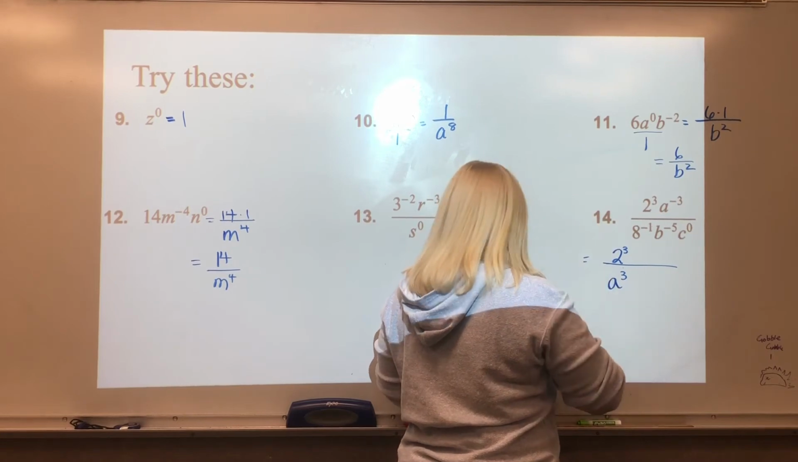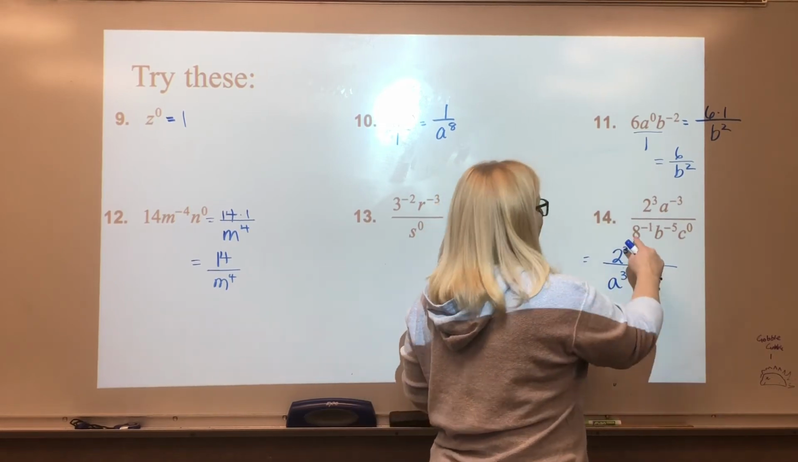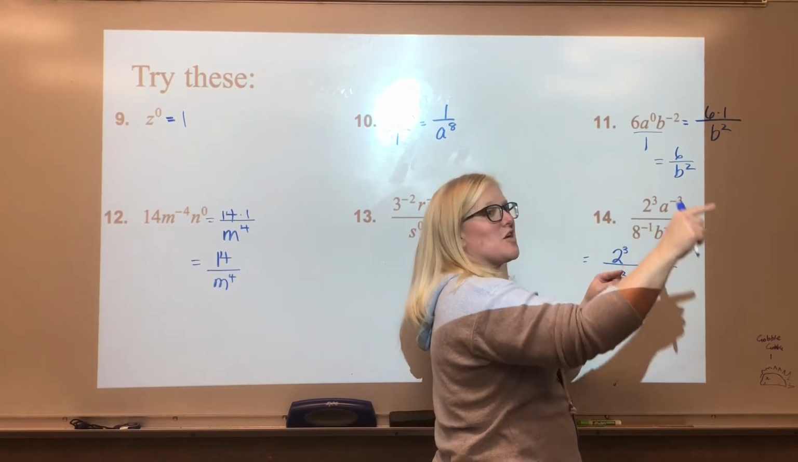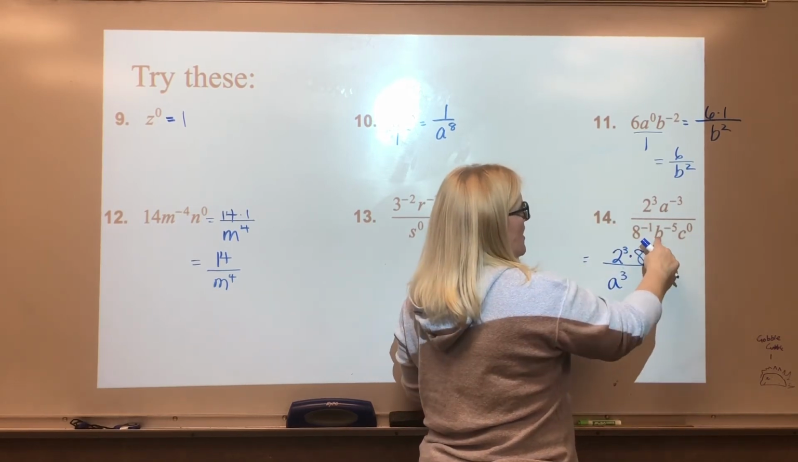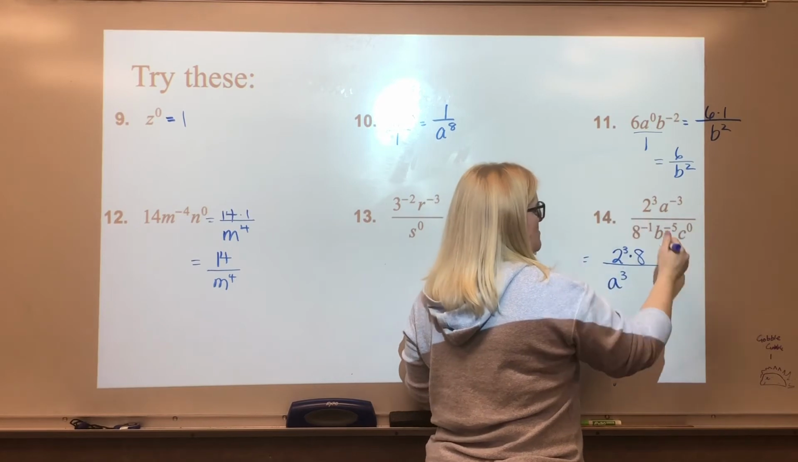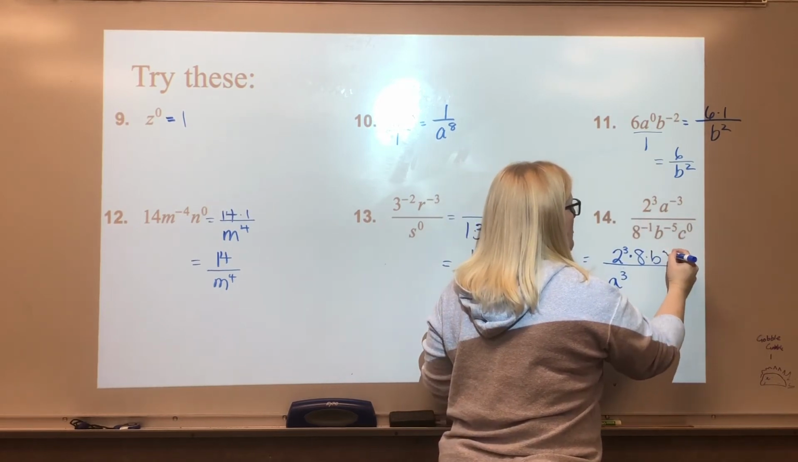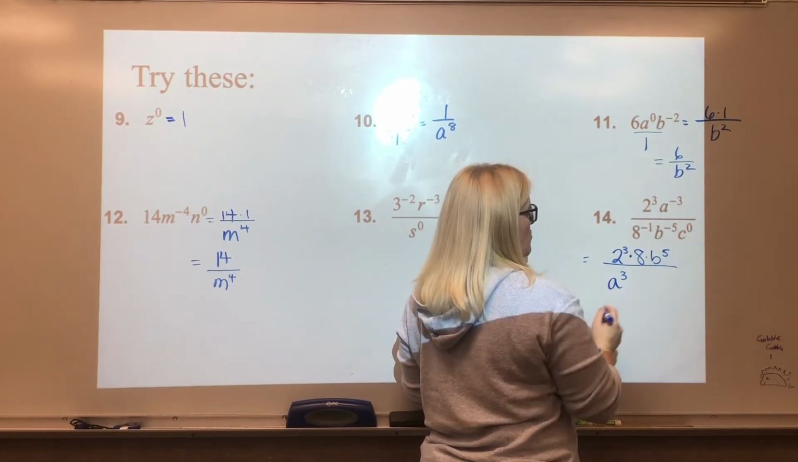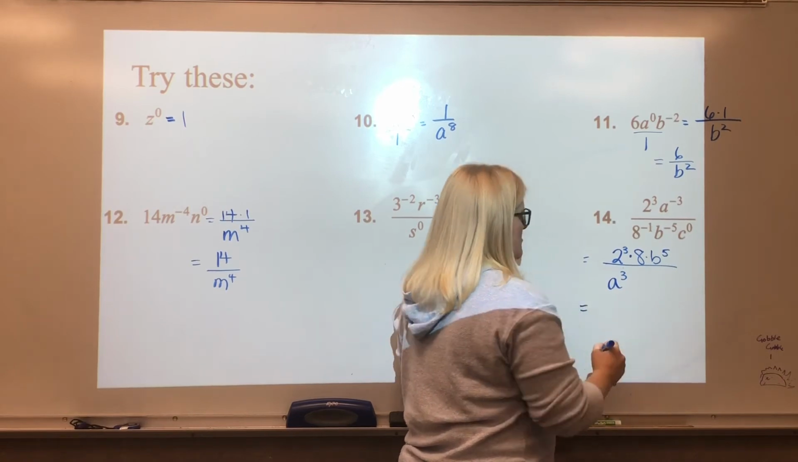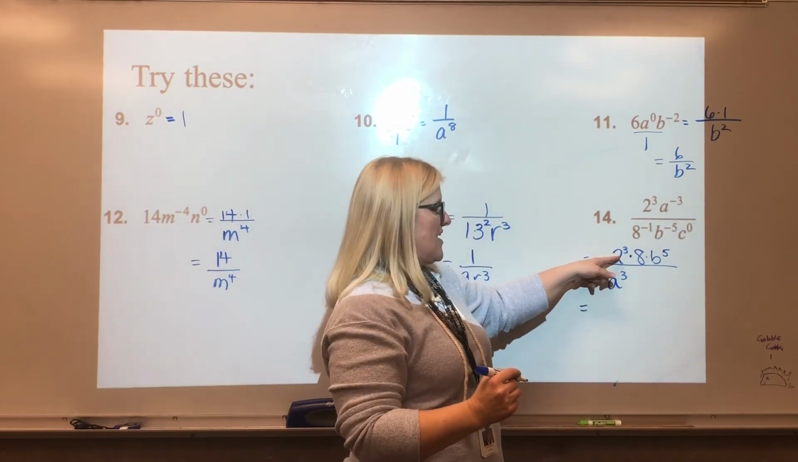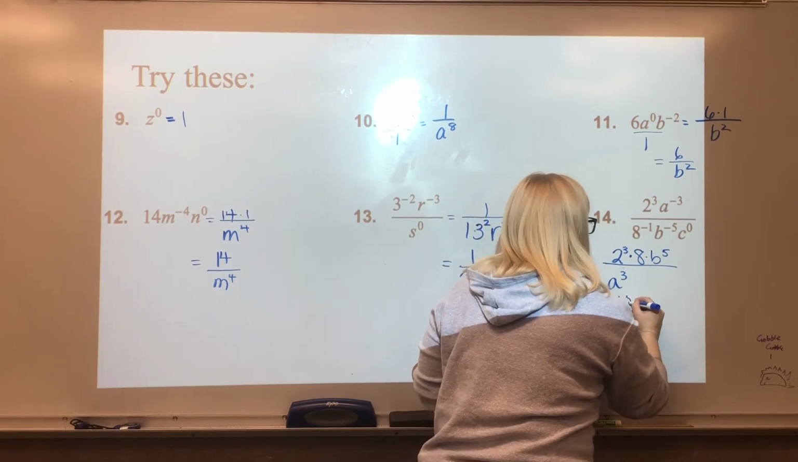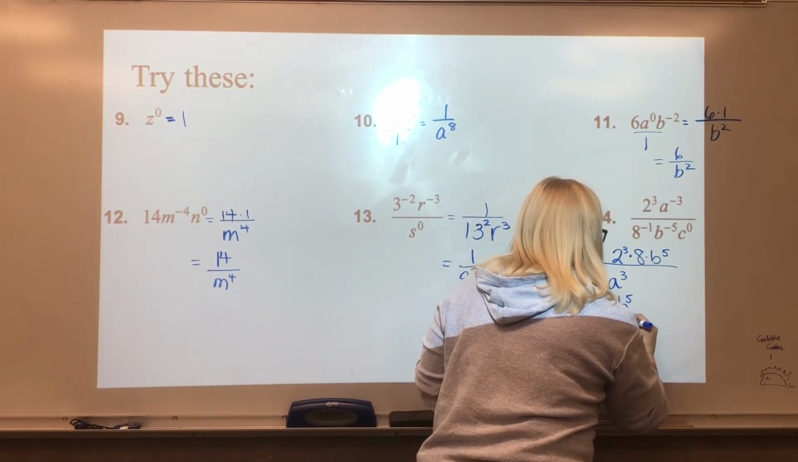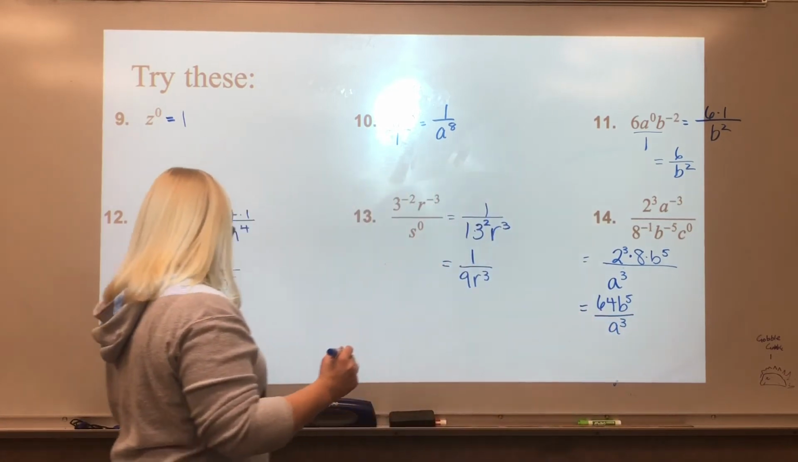Tomorrow must be Thanksgiving. Okay, 8 to the negative 1 means it goes upstairs, becomes 8. B to the negative 5 comes upstairs, times b to the 5th, and then c to the 0 is 1. So this becomes 2 to the third is 8. 8 times 8 is 64. So we've got 64 b to the 5th over a to the third.